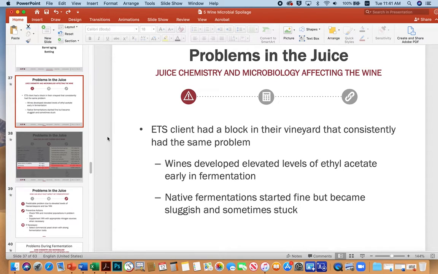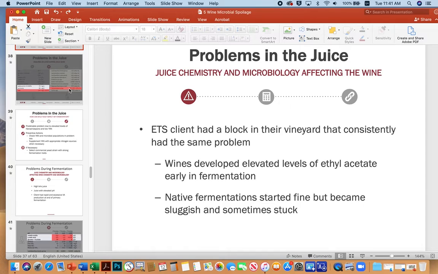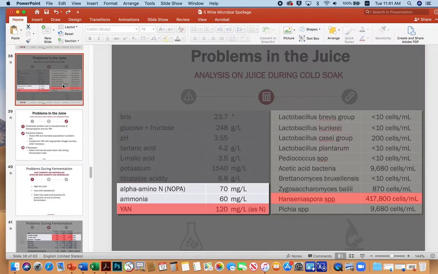Their native fermentation started fine, but then became sluggish or stuck. So they had ETS Labs perform a chemistry analysis and a microbiological analysis using Scorpions. The chemical analysis is over here on the left, and I highlighted some of the important things, first of which is looking at the nitrogen levels. Yeast assimilable nitrogen, or YAN, was a little bit low.